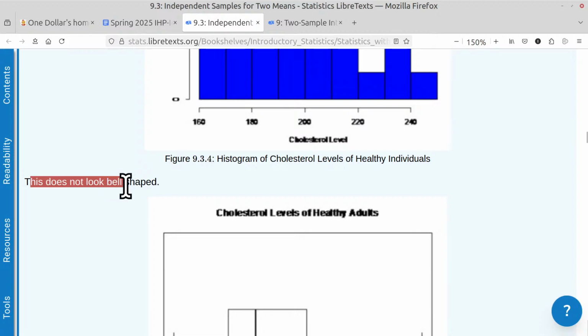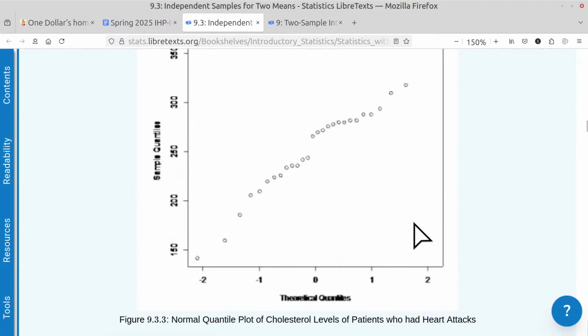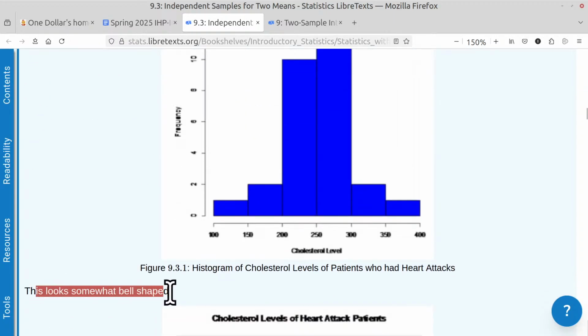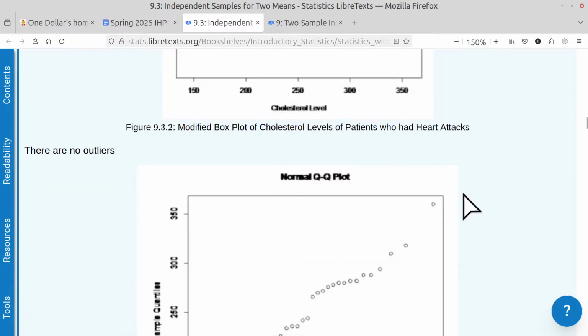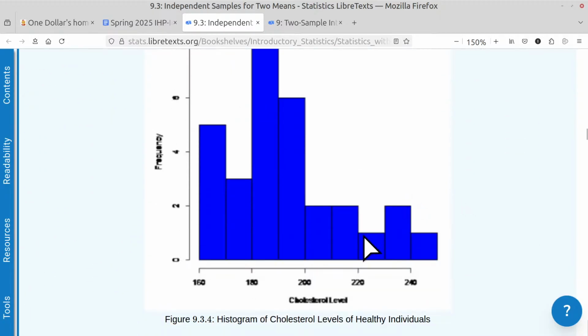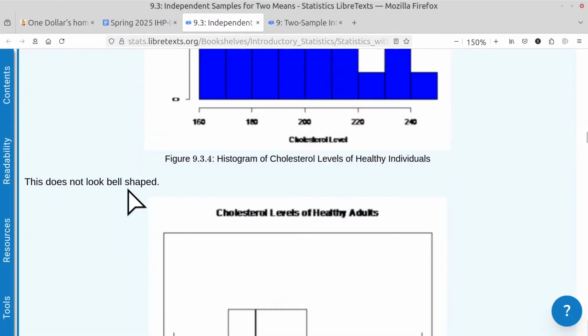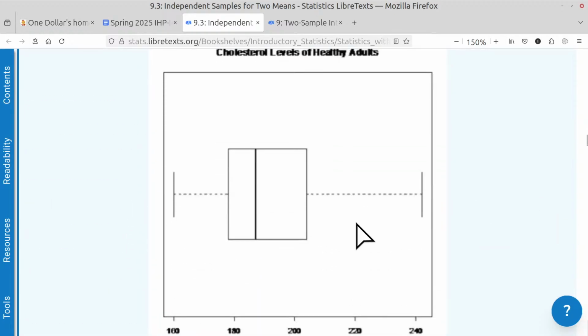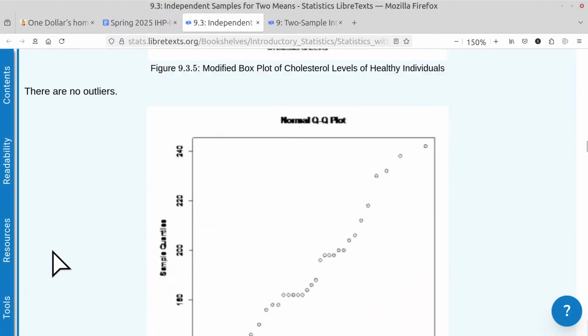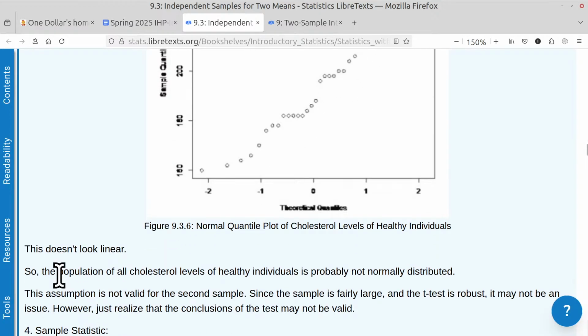This does not look bell-shaped. Again, this does not look bell-shaped. But the previous one, yeah, this looks somewhat bell-shaped, like a normal distribution. But for the healthy people, the cholesterol level distribution is not bell-shaped. And here's the box plot. There are no outliers. This doesn't look linear.